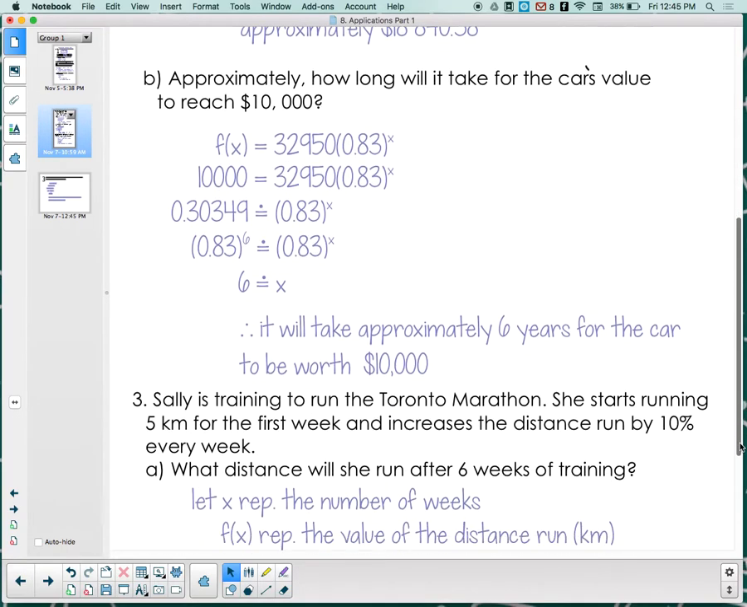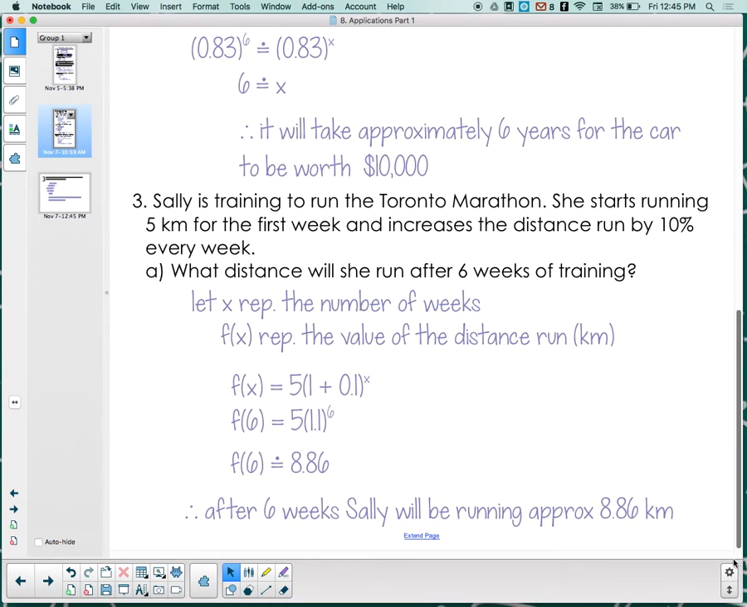Let's try the next one. 3. It says Sally is training to run the Toronto Marathon. She starts running 5 kilometers for the first week and increases the distance run by 10% every week. So this is an increasing question. We want the distance she will run after 3 weeks of training. So in this case, my time period is weeks, so X represents the number of weeks. F of X will represent the distance she runs per week.